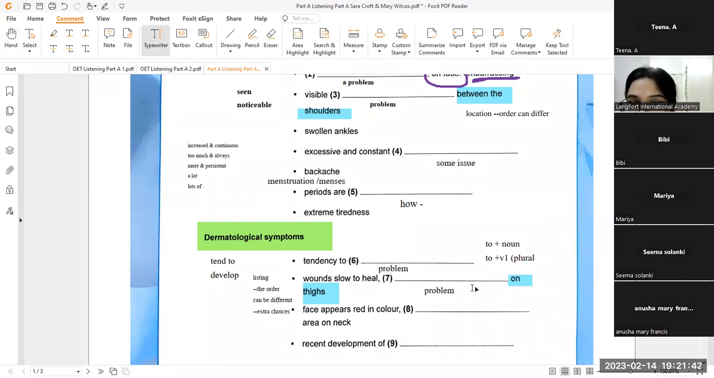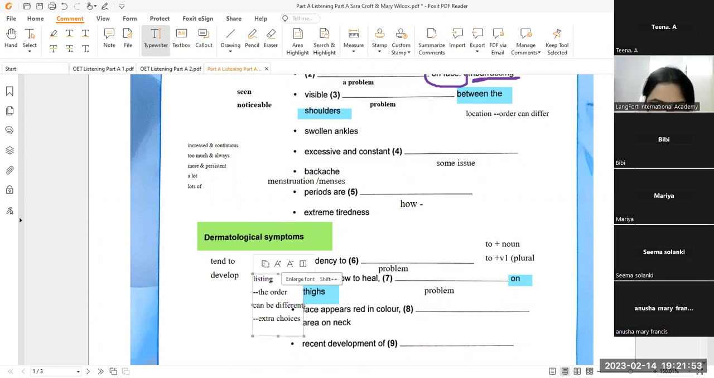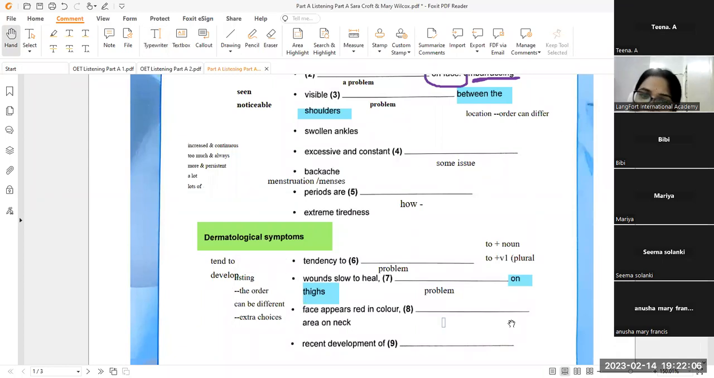Okay, all right. Next question, Jesma, if you don't mind, can you unmute yourself and read the 8th question for me, please? Yes, ma'am. Face appears red in color, dash area on neck. So, face appears red in color, dash area on neck. Are they talking about a problem, or is it a bit more specific than a problem? Dash area on neck. Now they are describing location. They are describing the area.